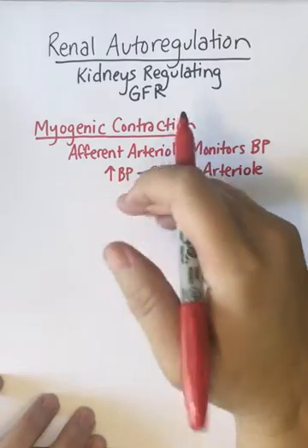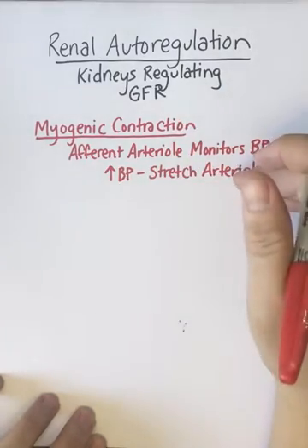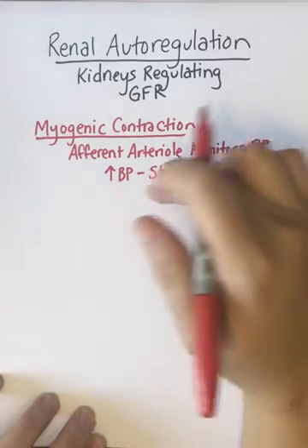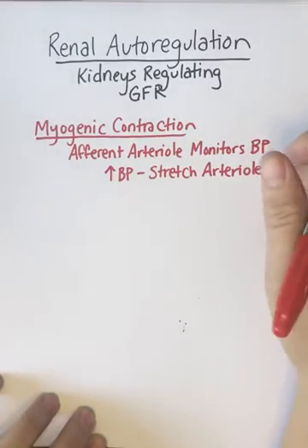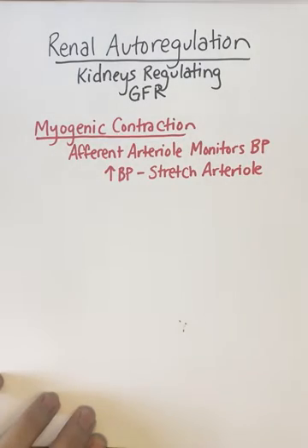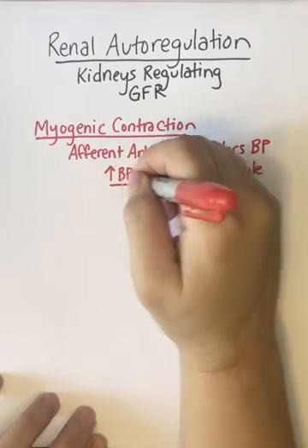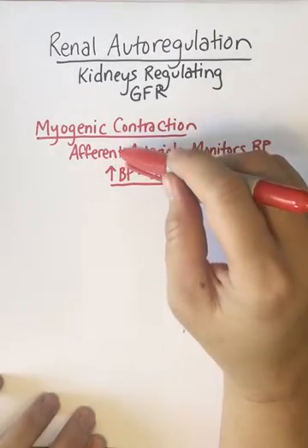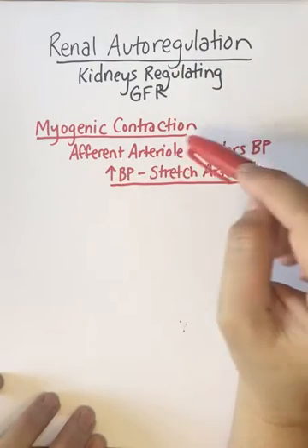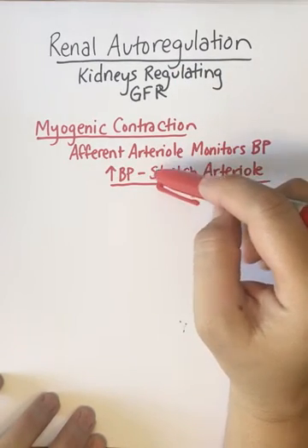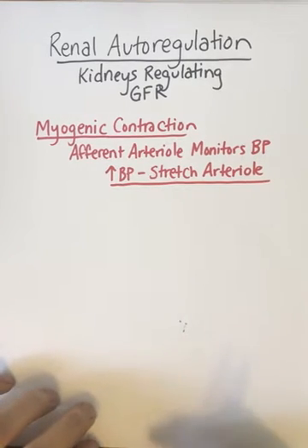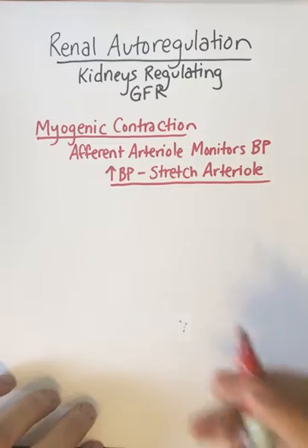If you have really high blood pressure, you're going to have a lot of GFR. But your body doesn't want you to urinate all that out. So when we overstretch it, it's like a negative feedback. We need to vasoconstrict the afferent arteriole because it's stretching out too much. So during a myogenic contraction, you have high blood pressure, which stretches the arteriole. In order to lower the GFR, your afferent arteriole is going to vasoconstrict.